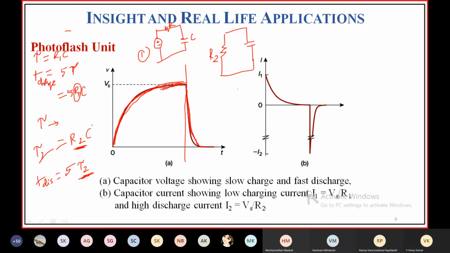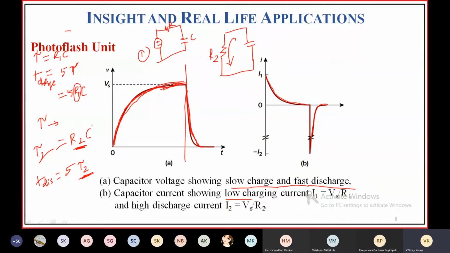So while charging, the current will be like this. While discharging, a larger amount of current will discharge through R2 because R2 is a very low value. So the capacitor voltage shows slow charge and fast discharge.